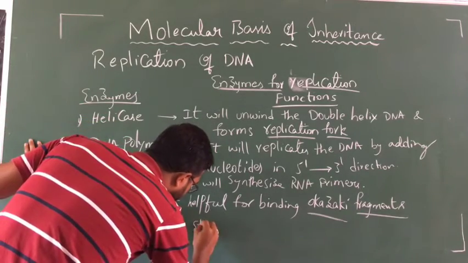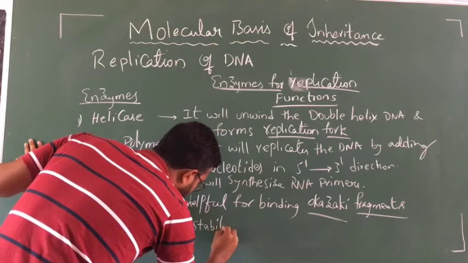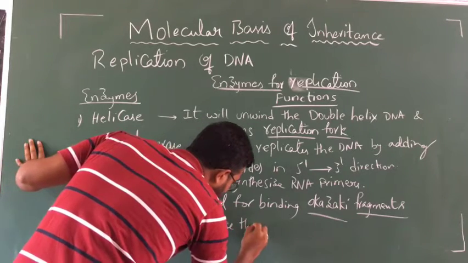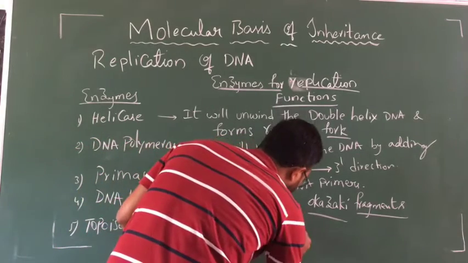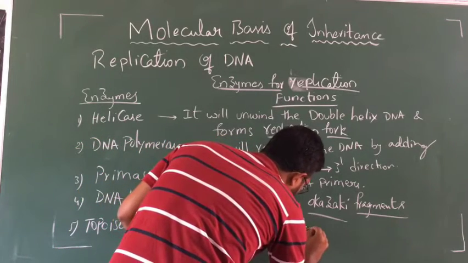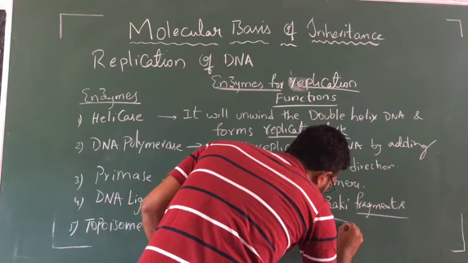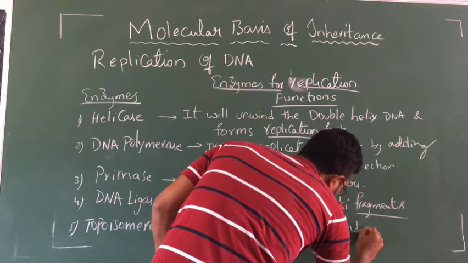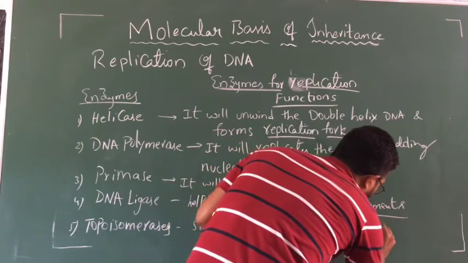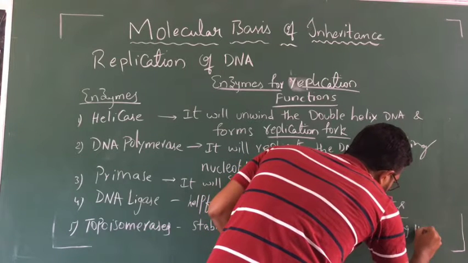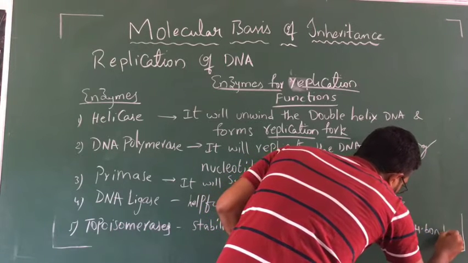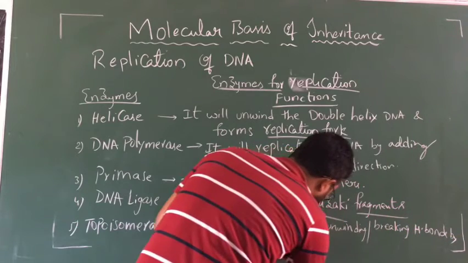Topoisomerases stabilize the DNA after unwinding or after breaking hydrogen bonds by helicase.